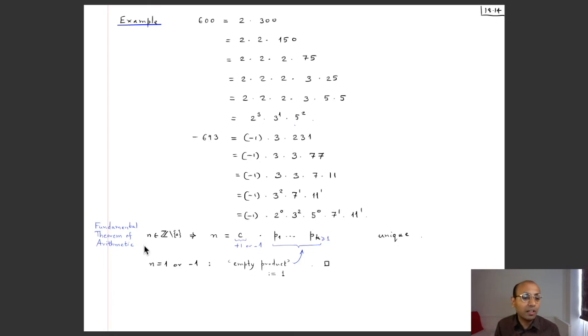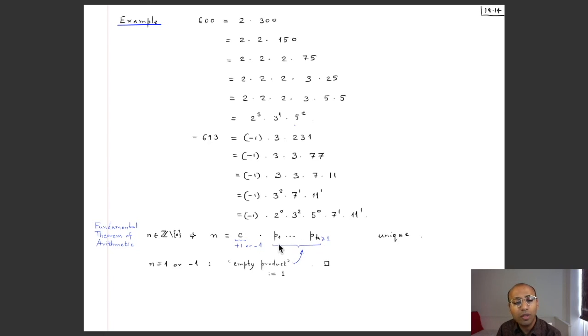So the fundamental theorem of arithmetic says that if you have any non-zero integer, then you can write it as a product of primes, and if the integer is negative, then we will have an extra -1. So the statement is that n can be written as c multiplied by p1 to pk, where this c can be plus or -1 depending on whether this n is positive or negative. And also this expression is unique, so all you can do is swap these primes around, but other than that the same primes will appear the same number of times.